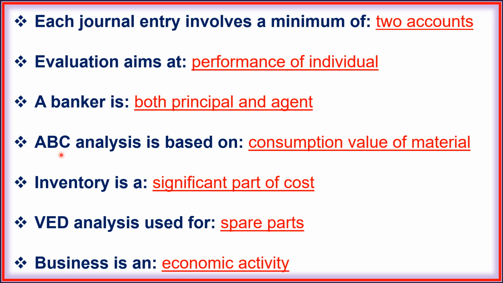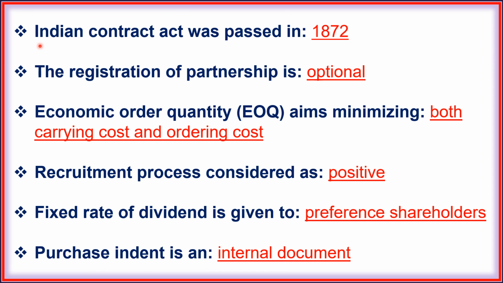Next, ABC analysis is based on consumption value of material. Next, inventory is a significant part of cost. Next, VED analysis is used for spare parts. Next, business is an economic activity. Next, Indian Contract Act was passed in 1872. Next, the registration of partnership is optional.